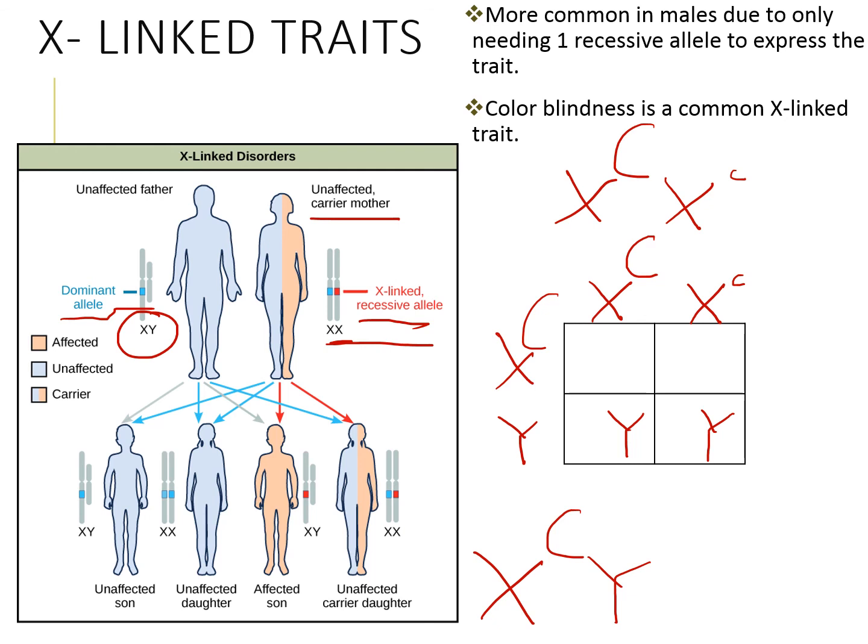So let's bring down the alleles from the mom. X can see color and X can't see color. So half the males in this cross will be colorblind, and then I'll just finish this up here. Half the females will be homozygous can see color, and then half of them will be carriers for this colorblind allele.